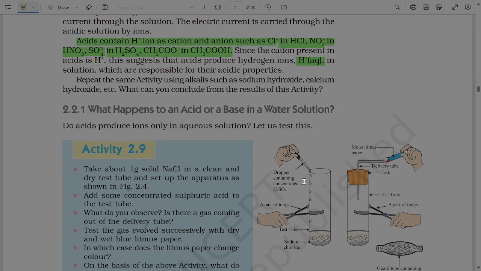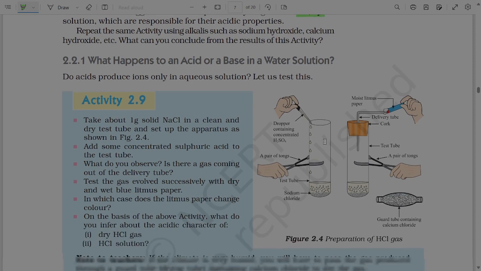Repeat the same activity using alkalis such as sodium hydroxide, calcium hydroxide, etc. What can you conclude from the result of this activity? Alkalis mean nothing but bases. Sodium hydroxide and calcium hydroxide are bases whose formulas are NaOH and Ca(OH)2. Now we will see what happens to an acid or base in water solution.